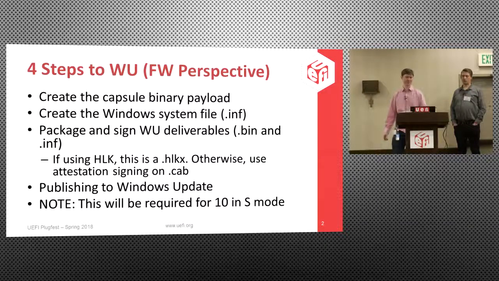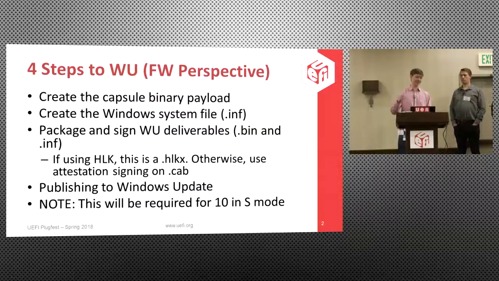So from a firmware perspective, these are the 4 steps to getting something on Windows Update. You need to create your payload. You're going to have some system files. This is where it sort of verges on driver world. System files that describe to Windows what node in the PNP system is being targeted with your firmware payload and how it should deliver it.